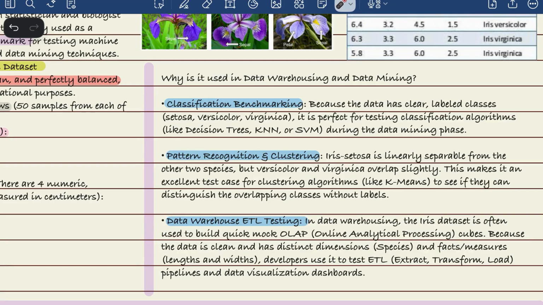In a data warehousing environment, developers can use a clean dataset like iris to quickly identify mock OLAP operations, to quickly identify how these are working. So it lets them test how the extract, transform and load data pipeline works, and it helps to visualize the data boards without worrying about missing or corrupt data. Alright, so you don't have to worry about data cleaning again and again if you are testing it.